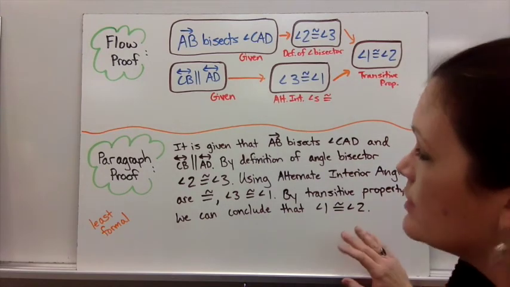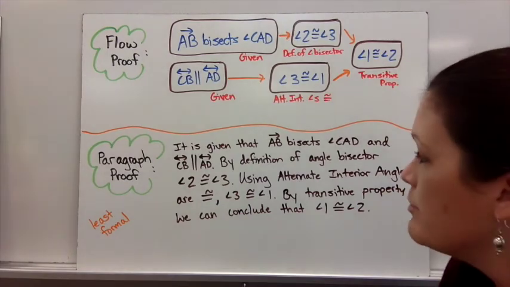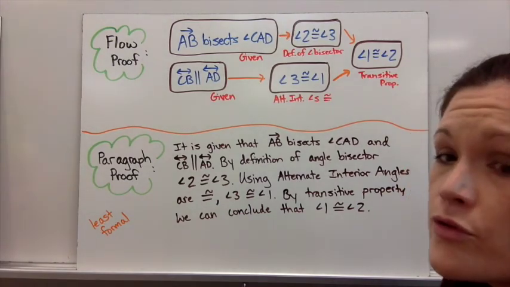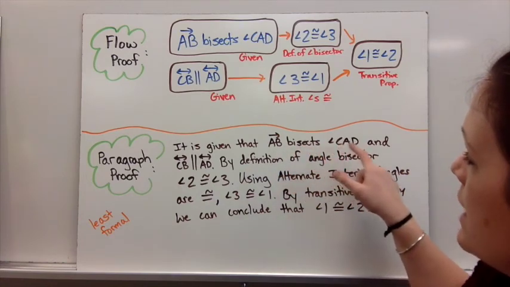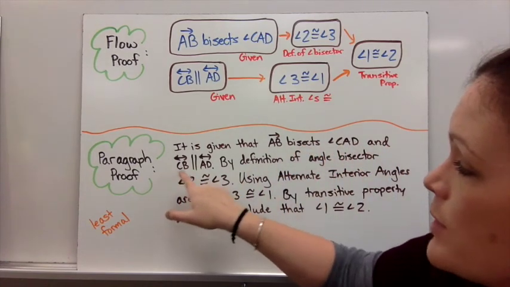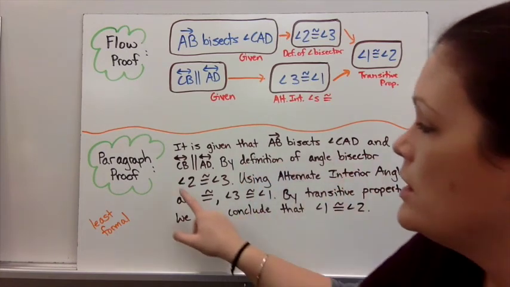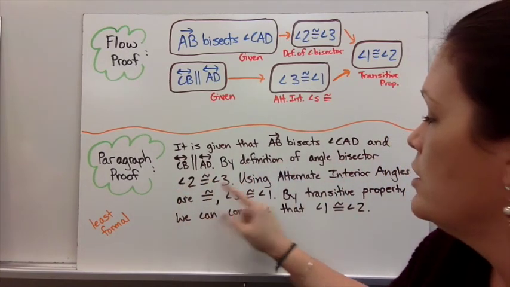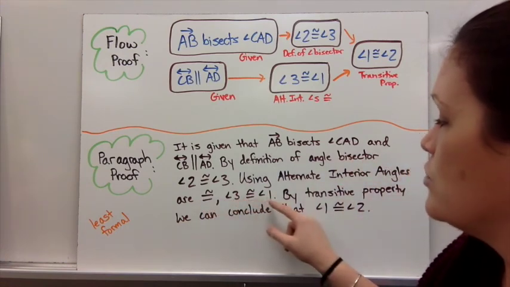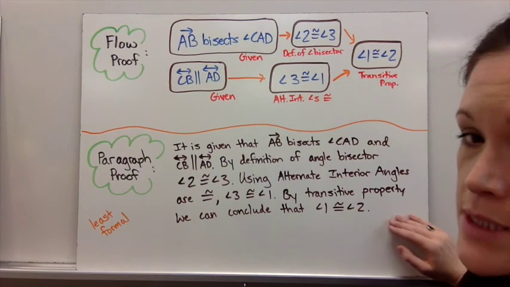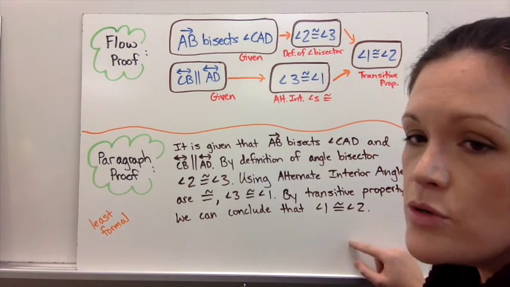Then I've written it out in paragraph form. This is the least formal type, like we talked about in example 1, but still another form of a proof. We could say it is given that ray AB bisects angle CAD and line CB is parallel to AD. By definition of angle bisector, angle 2 is congruent to angle 3. Using alternate interior angles are congruent, angle 3 is congruent to angle 1. And then last but not least, by the transitive property, we can conclude that angle 1 would be congruent to angle 2.